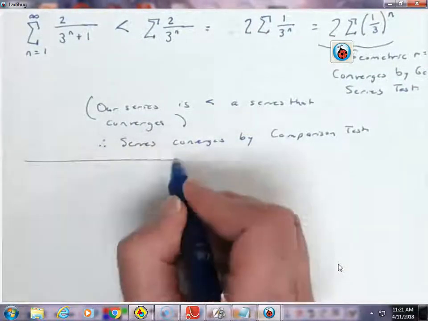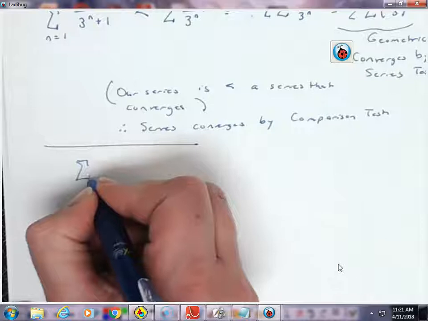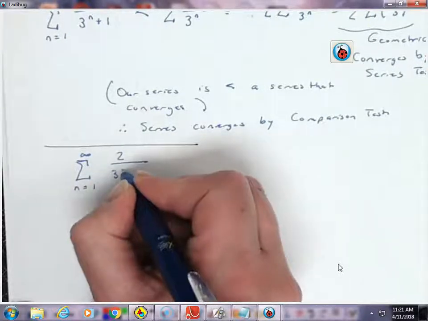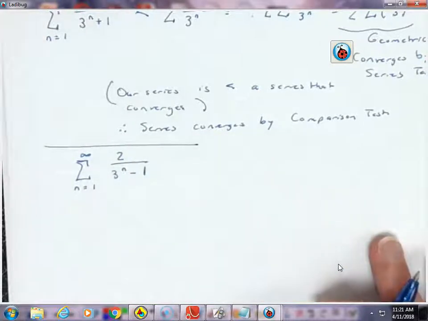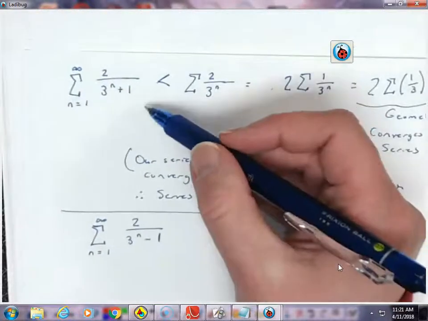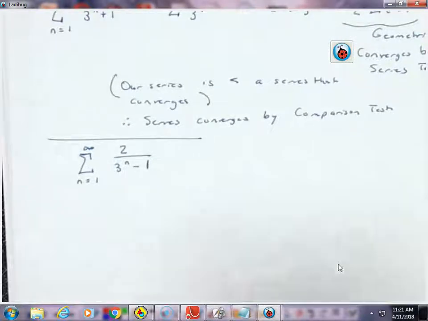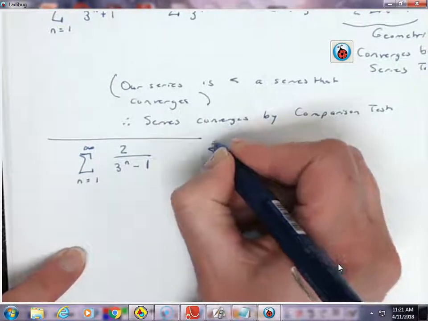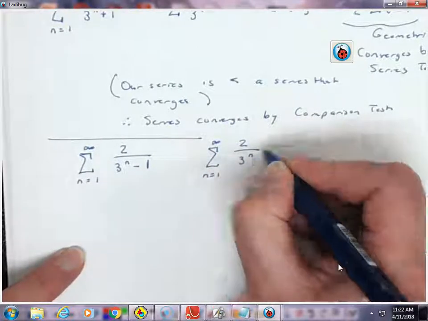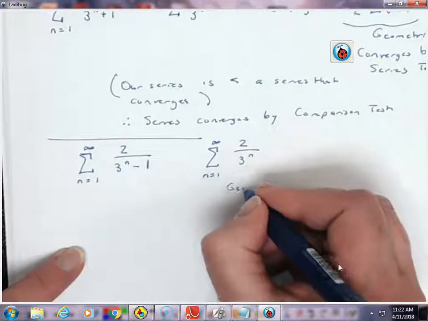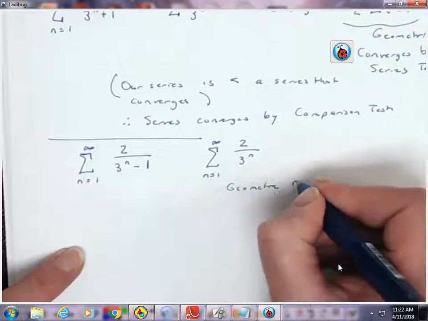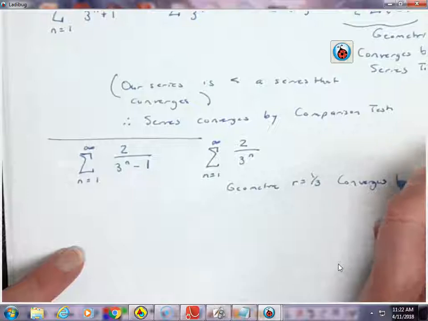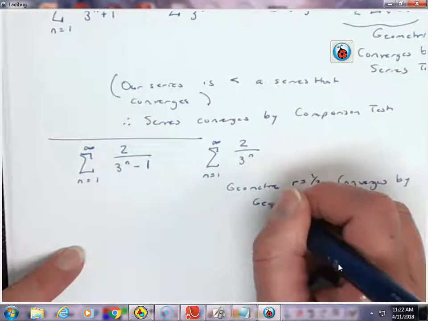Okay, so my next example is going to be somewhat similar to that. Just going to change it up just a tiny bit. Add a plus 1 there, change it to minus 1. Still going to compare to the same thing. We've already discussed this one. We know it's geometric, r equals 1/3, converges by the geometric series test.